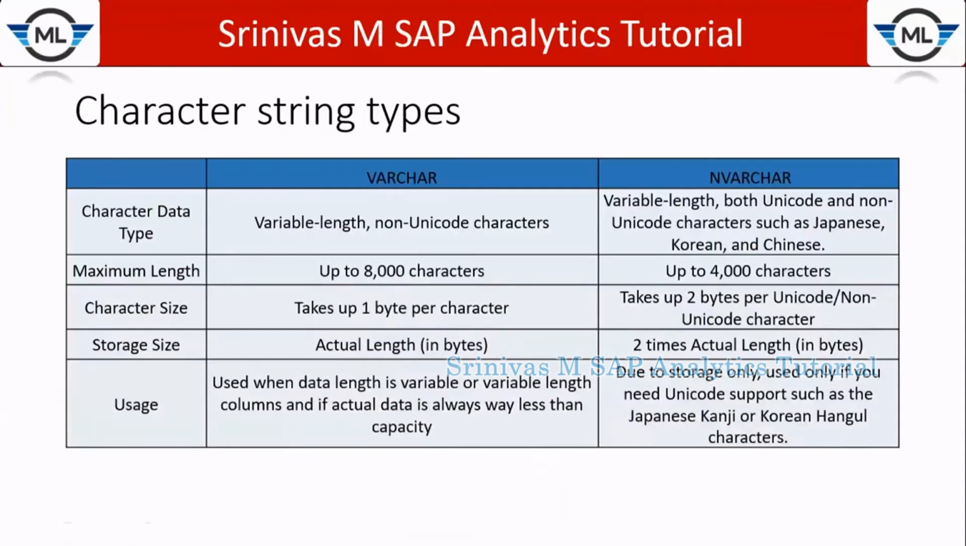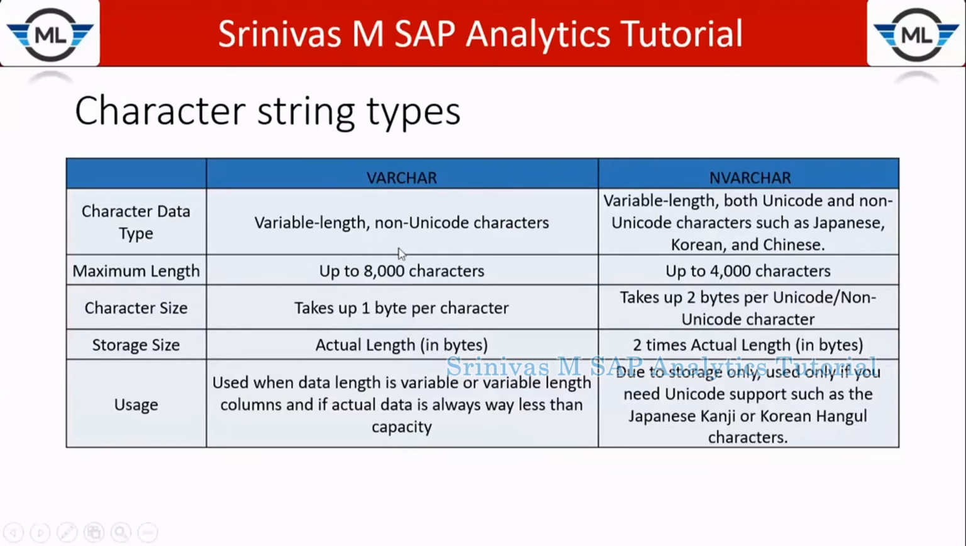Going to the next, here I try to differentiate between varchar and nvarchar. Varchar is a variable length type which supports only non-Unicode characters or character strings, and nvarchar supports Unicode and non-Unicode both. It supports both, like a hybrid kind of varchar. And the maximum length of varchar is 8000 characters and nvarchar is 4000 characters.